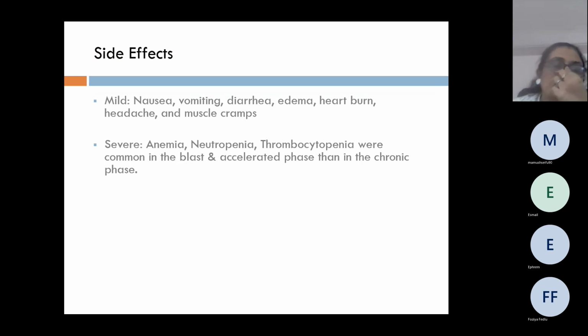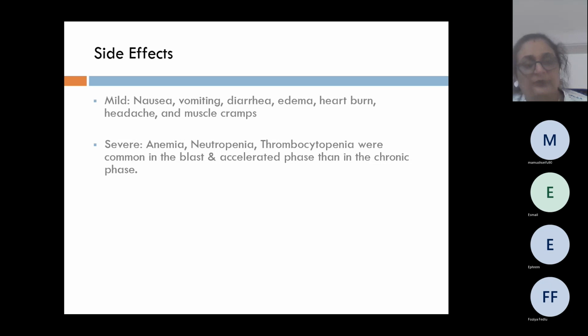Some of the side effects associated with imatinib are very mild nausea, vomiting, diarrhea, edema, heartburn, headache, and muscle cramps. Therefore, patients can be put on long-term imatinib. And that's why you will see CML patients also take imatinib for beyond 10 years. The side effects which we see with GIST are very mild and minimalistic.